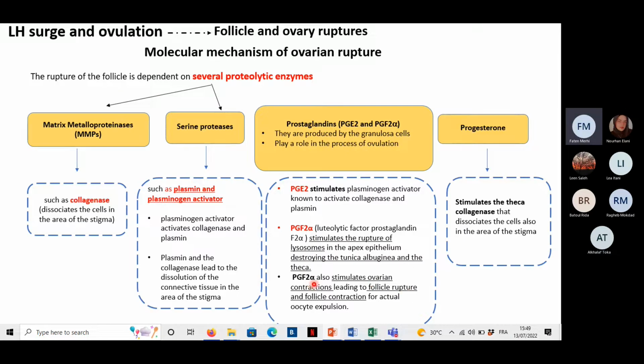Okay, so the PGF2 alpha, from one side, stimulates the rupture of the lysosomes in the cortical epithelium, destroying in this way the tunica albuginea and the theca, and also the epithelial cells. It also stimulates ovarian contractions due to the contractions of the cells in the theca layers, leading to follicle contraction and follicular rupture for actual oocyte expulsion.